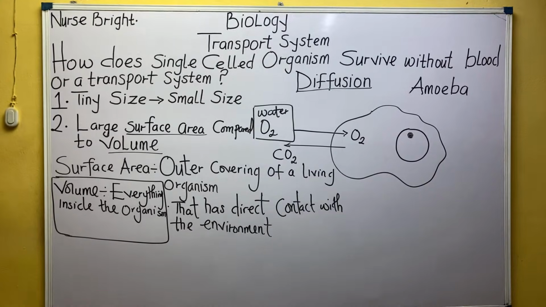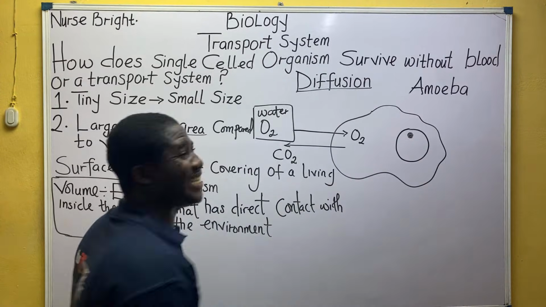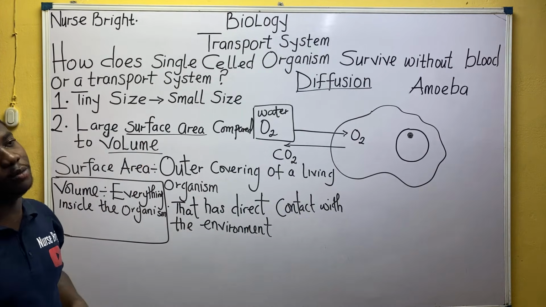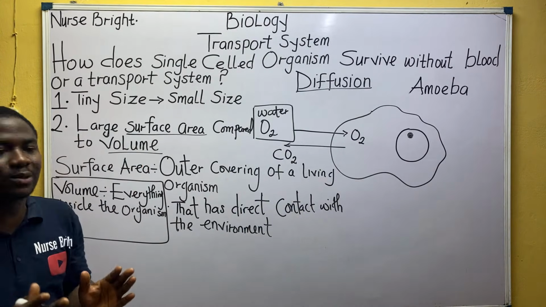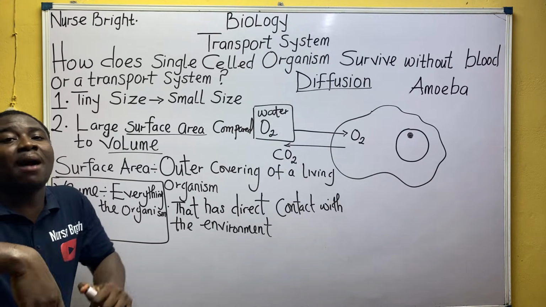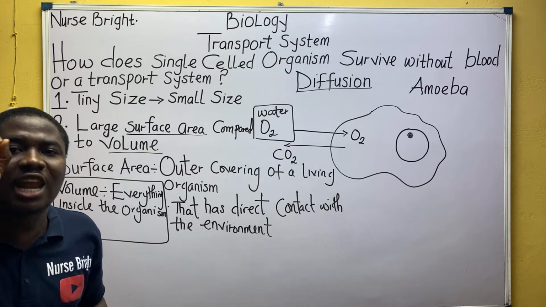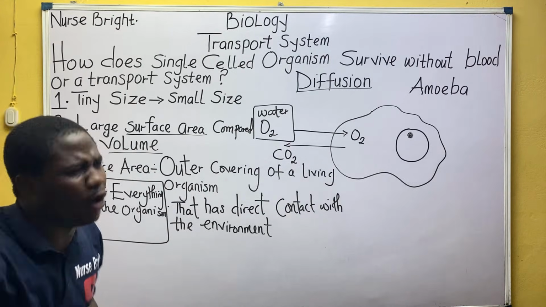So, guys, that's what we have said so far on surface area and volume. For this set of organisms, which are small organisms or single-celled organisms, they have a larger surface area compared to volume. I just gave you a statement, but let me prove it to you that they actually have a larger surface area compared to volume.